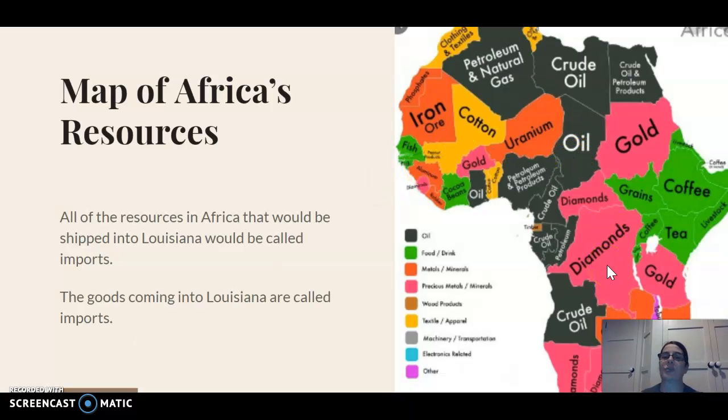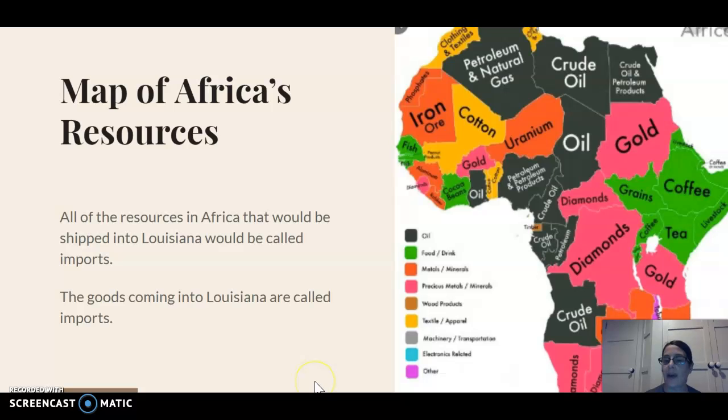Here's a map of Africa's resources. You can see they also have oil. They have coffee and tea, fish. I see diamonds and gold. What else do we see? Cocoa beans, uranium, clothing. Let's see what else. Copper. All of these would be imports. So Africa would ship theirs out and it would go into Louisiana, which would be called an import. So all the goods coming into Louisiana are called imports.